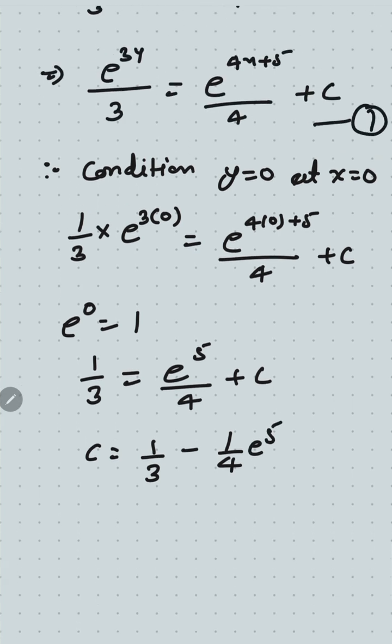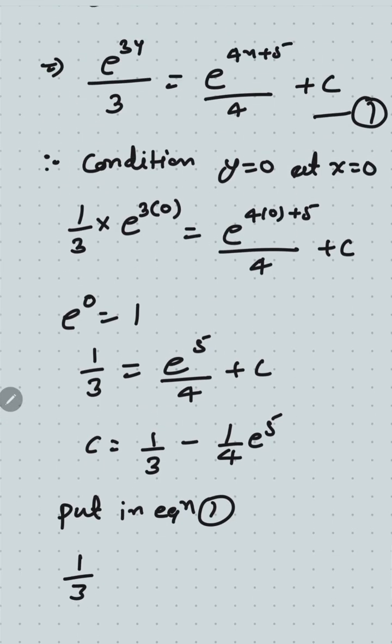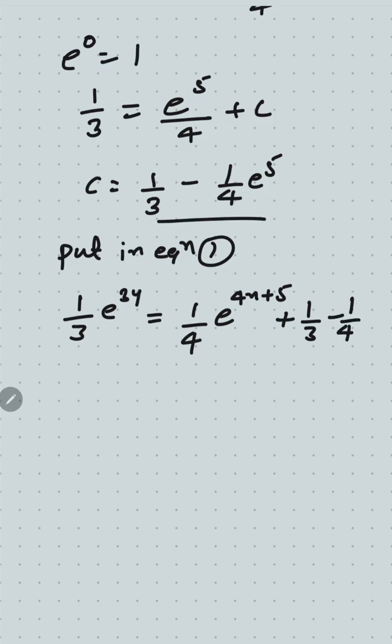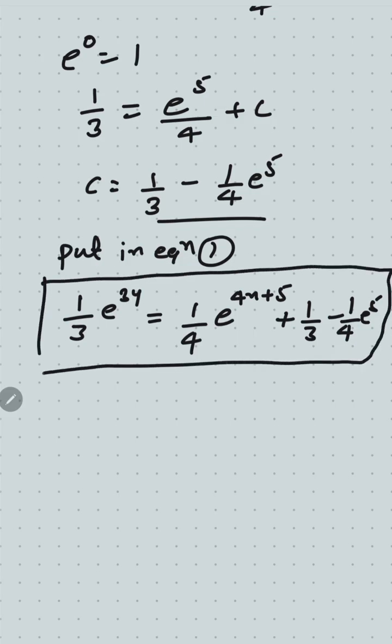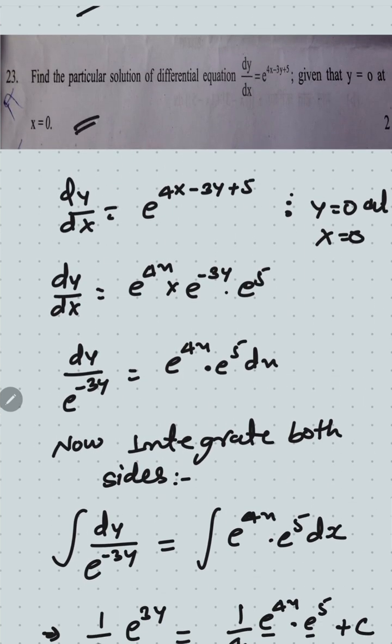I put it in the first equation, then the value is 1 divided by 3 e to power 3y is equal to 1 divided by 4 e to power 4x plus 5 plus c, that is 1 by 3 negative 1 by 4 e to power 5. This value applied there, and you get the power 5. This is the final solution of this equation. Okay, I hope you understand this answer.